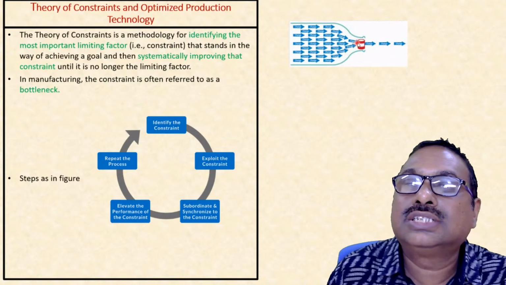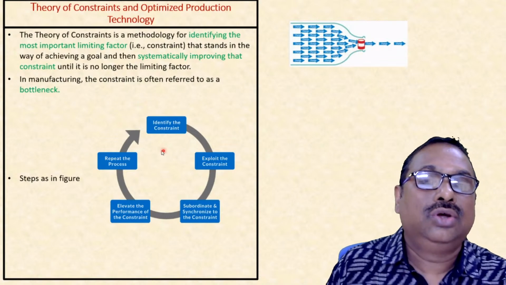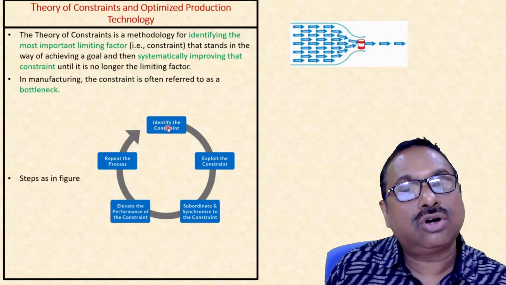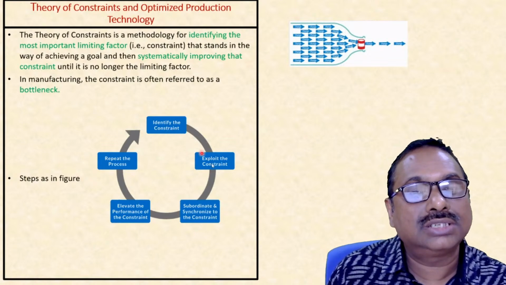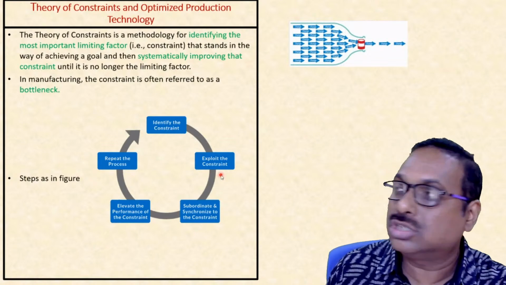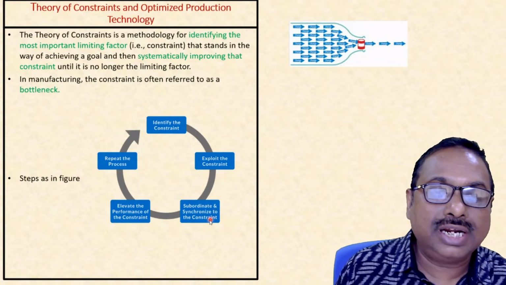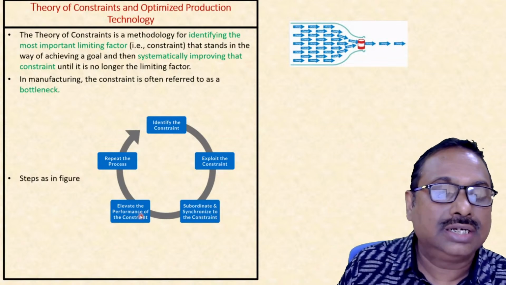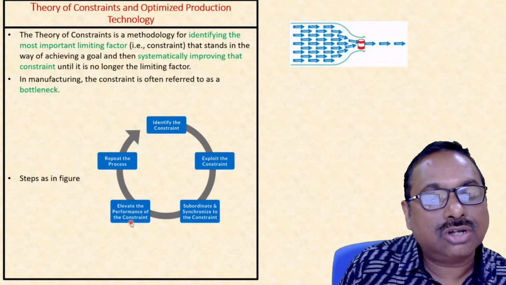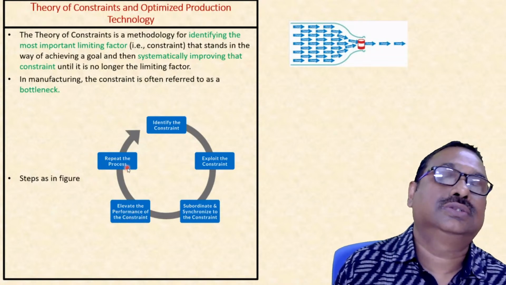You see, this is the bottleneck. Here you identify the constraint. What are the limitations? You exploit the constraint, that means you strengthen this link. Then subordinate and synchronize to the constraint, elevate the performance of the constraint, and repeat the process.